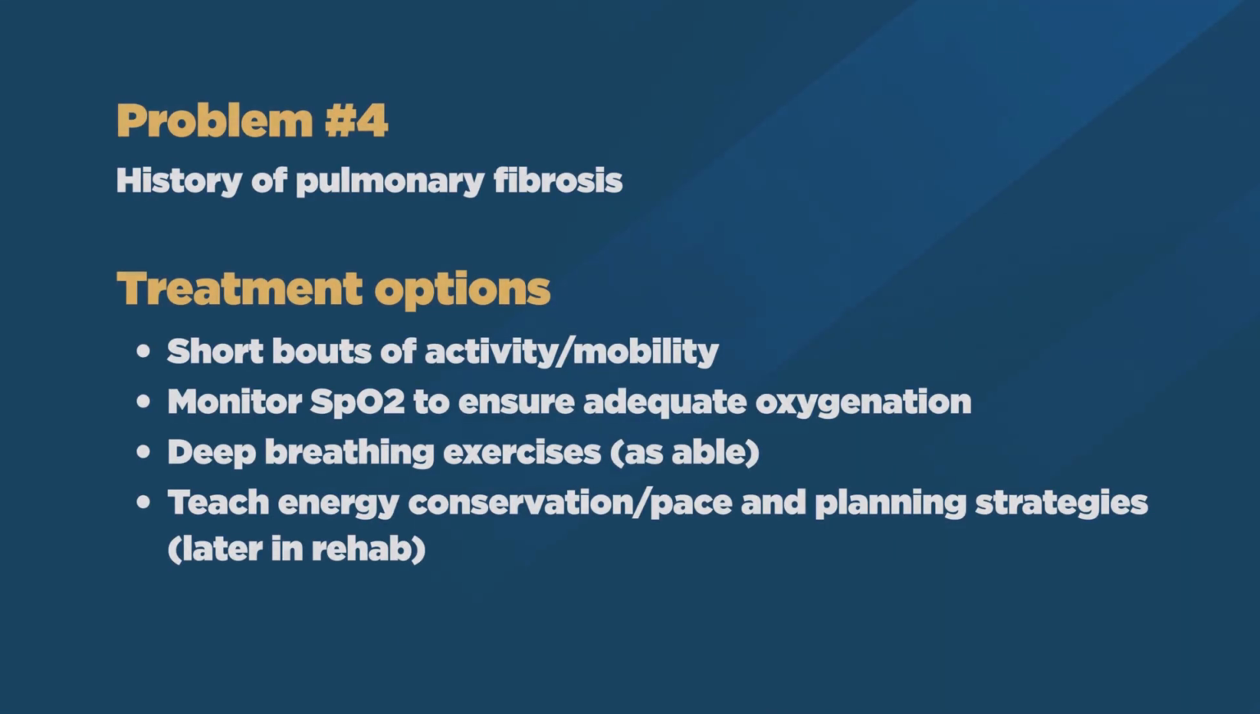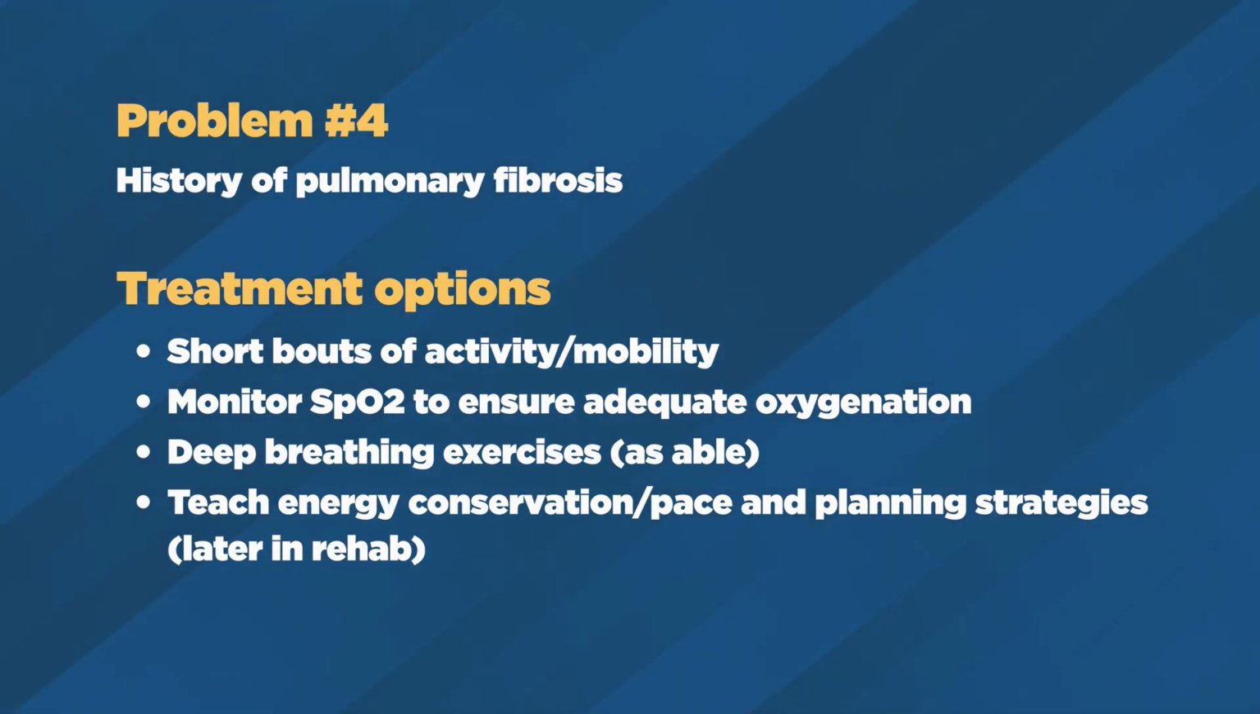Problem number 4, history of pulmonary fibrosis. Treatment options could include ensuring short bouts of activity or mobility, for example, 15 minutes of sitting in a chair, and progressing them as able. You would want to monitor their SpO2 to ensure adequate oxygenation while mobilizing. With pulmonary fibrosis, you also need to avoid overexertion.